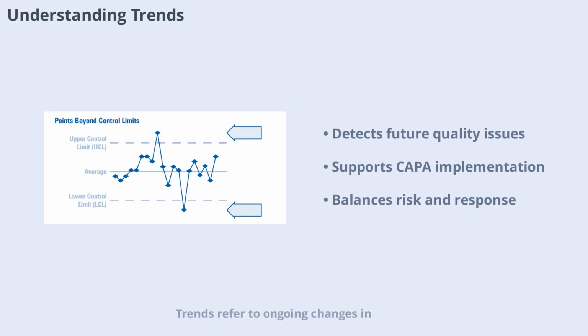Trends refer to ongoing changes in the average or variability of process results. Analyzing trends helps detect patterns that could lead to future quality problems or signal upcoming changes in performance. Regulatory authorities increasingly require trend assessments during inspections, supporting corrective and preventive actions. Balancing the risks of missing potential hazards versus overreacting to minor changes is key when establishing monitoring practices.